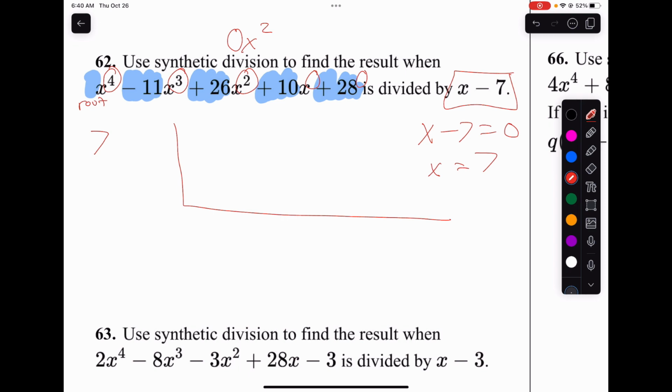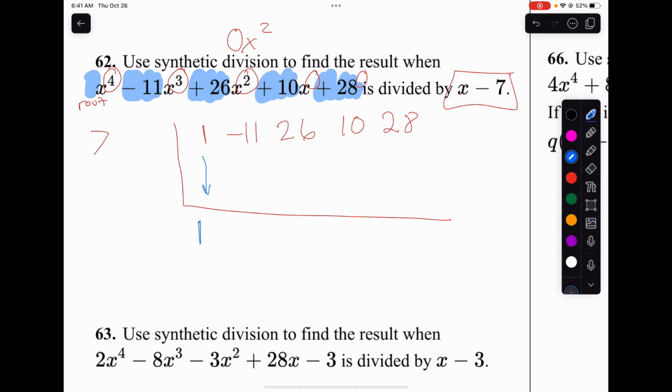So in this case, when I write out my coefficients, I get 1, negative 11, 26, 10, and 28. Now, bear with me here. The first thing you do is just drag this first coefficient down, and then you multiply this with this. So I do 7 times 1, and I get 7. Then you add down. I get negative 4. Then you multiply this with this. I get negative 28.